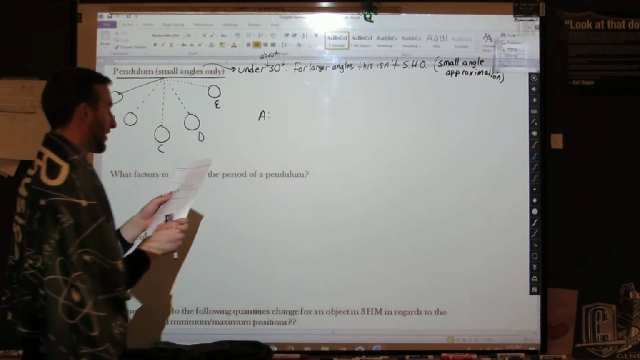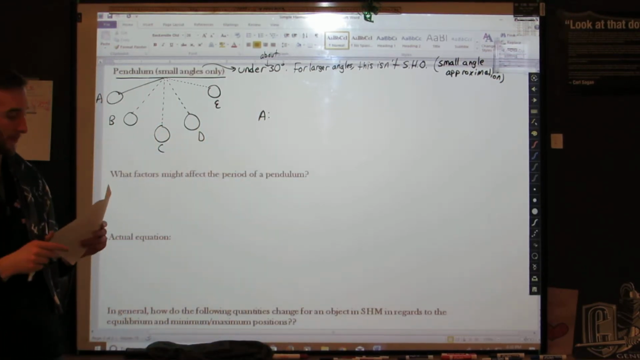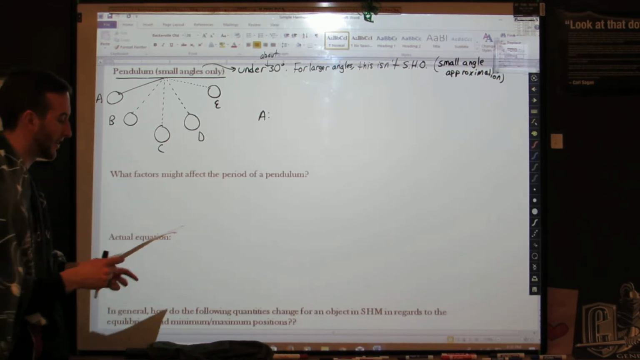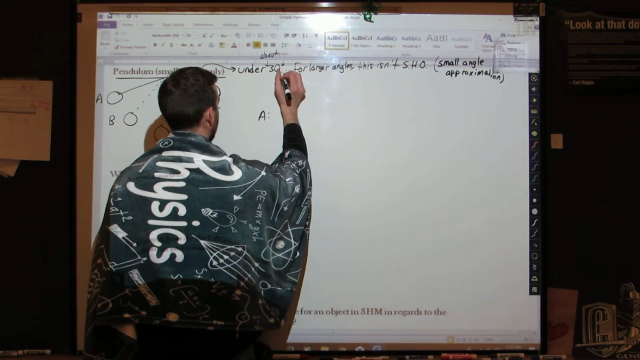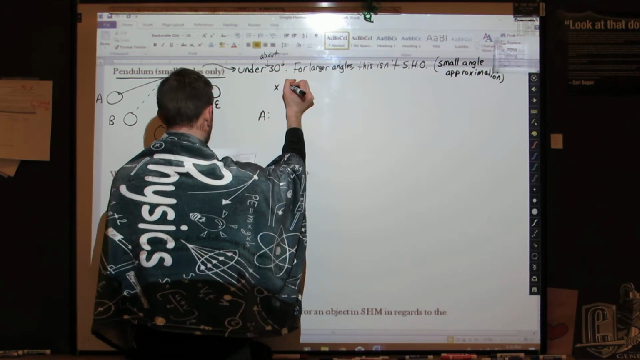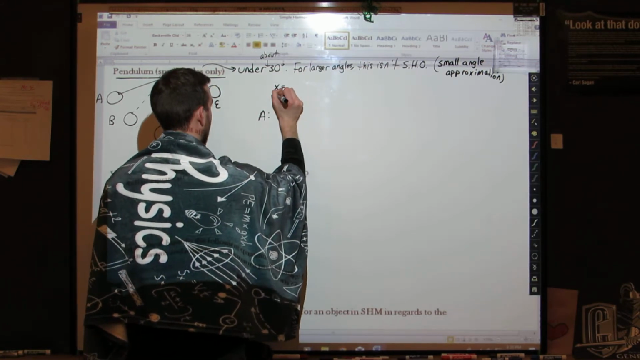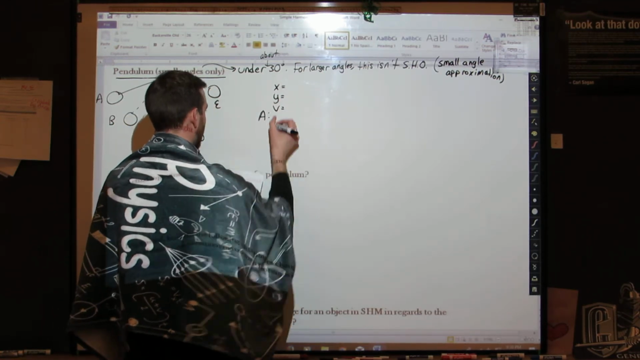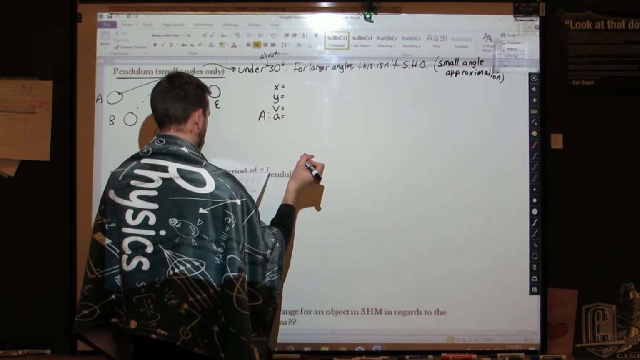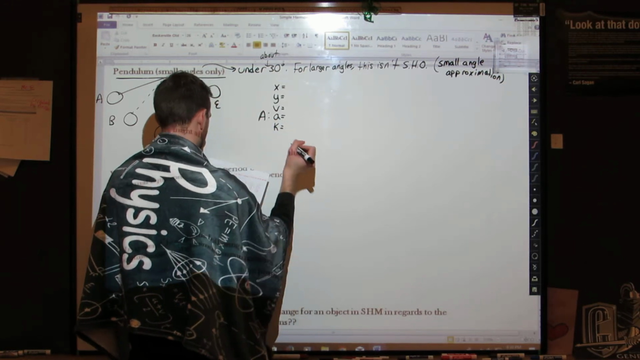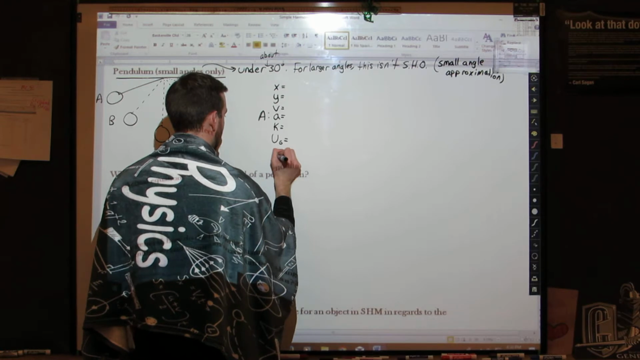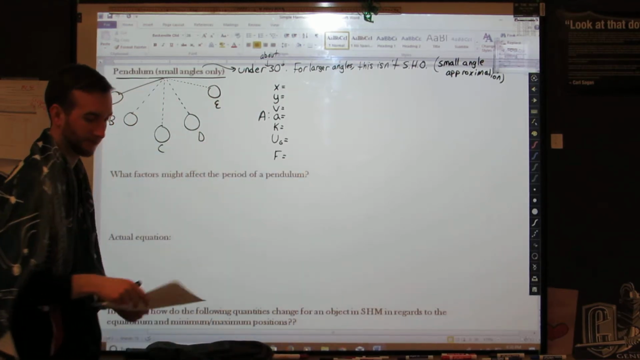Now here are some things that we can measure. There's going to be 7 of them. Okay? Thankfully there's no springs here, so we don't have to talk about elastic potential energy. But we do have to talk about the x and y positions, the velocity, the acceleration, the kinetic energy, the gravitational potential energy, and the restoring force.